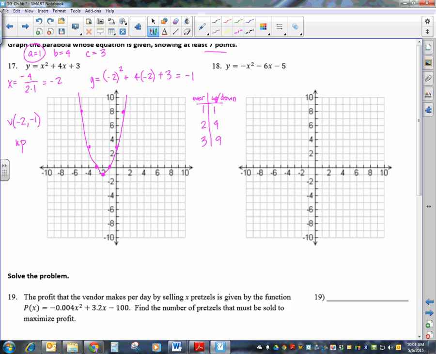Terrible. Still pretty bad. Not so bad. Okay, so there's your parabola.